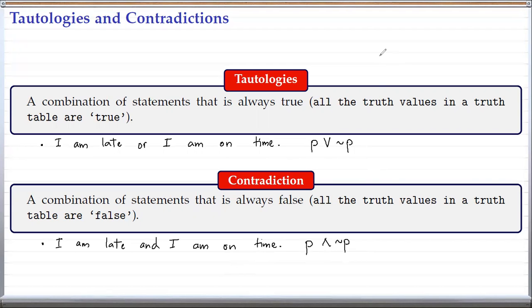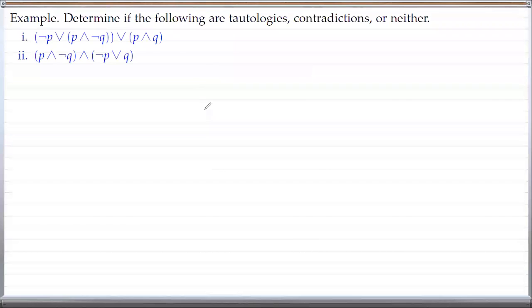Next, let's look at a few more examples. We want to verify if these are tautologies or contradictions or neither. So we will just do both of these in the same truth table and see if truth values are all true or all false or neither. Let's put down the values we need for the truth table. We need P, Q. Looks like we need not P and not Q also. So I'll put those here, not P, not Q.